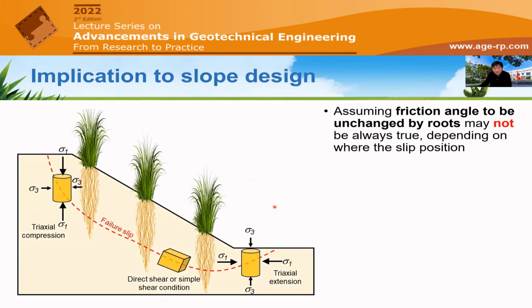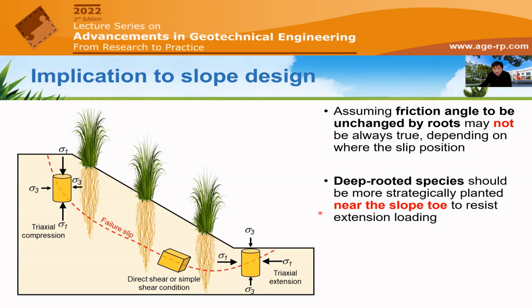Now, assuming the friction angle to be unchanged may not always be true, because it depends where you're talking about along the slip surface. Maybe true along the direct shear box stress path. But if we do consider deep-rooted species like the vetiver, it may be best, as a good practice of vegetation management, to put this kind of species near the slope toe, because at that position the soil is experiencing the extension path, and the root orientation of the vetiver could maximize its reinforcement effect.